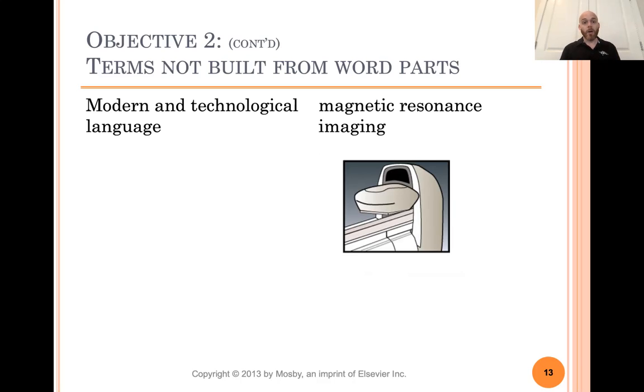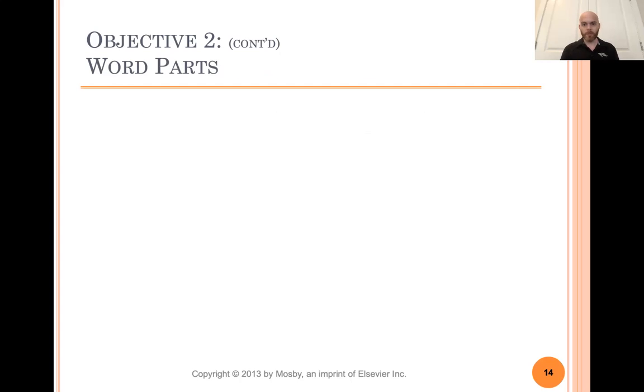Okay. Other things not built from Greek in medical language would be modern and technological language, like MRI machines. MRI stands for magnetic resonance imaging, where you go into the tube or the tunnel, and the strong magnet spins around you and takes images instantly. And we just named that for the machine. It's not named after any Greek or Latin word.